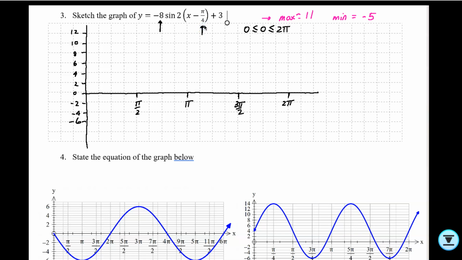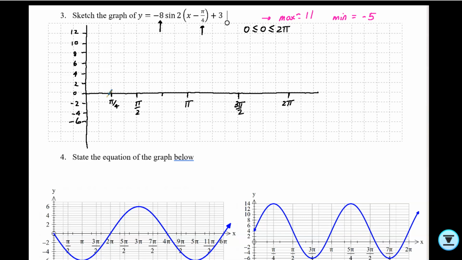The other thing that I looked at was this pi on 4. So I know already I'm going to have to shift the graph over by pi on 4. Instead of going over by 3's here, can you see how I've gone over by 1? I've counted 1, 2, 3, 4. Because now that bit there is pi on 4, so every 2 squares is a shift of pi on 4.